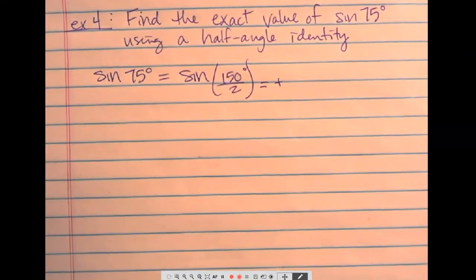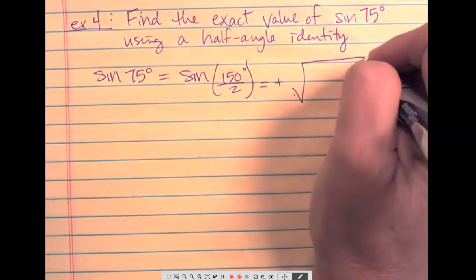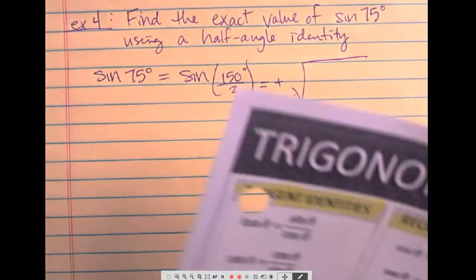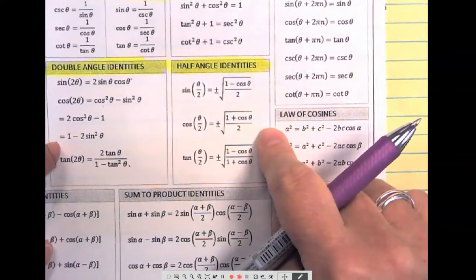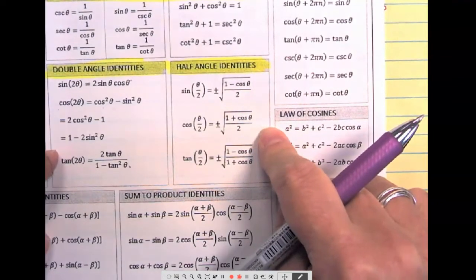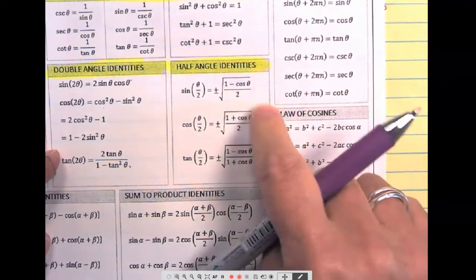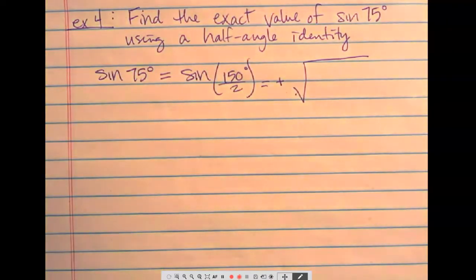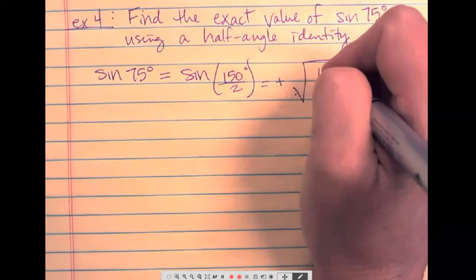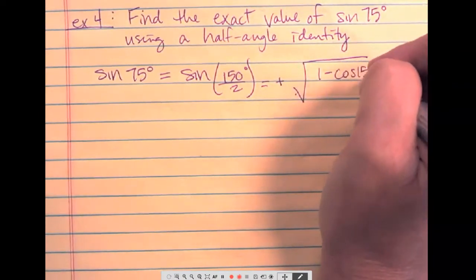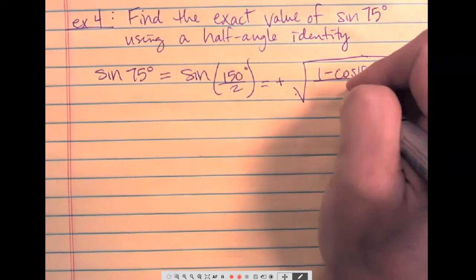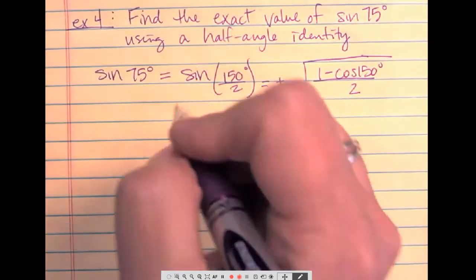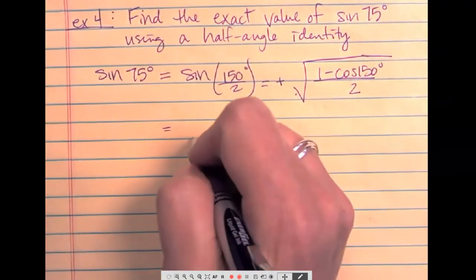Okay, so big square root. And let's look at our formula. Half angle for sine. It looks a lot like the one we just used. With what difference? There's a minus instead of a plus. Other than that, they're identical. So I have 1 minus cosine 150 over 2. And let's just keep subbing in, simplify the right.